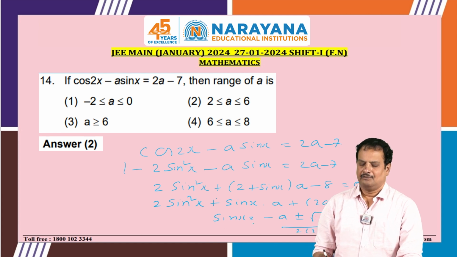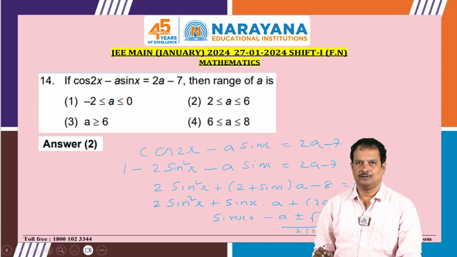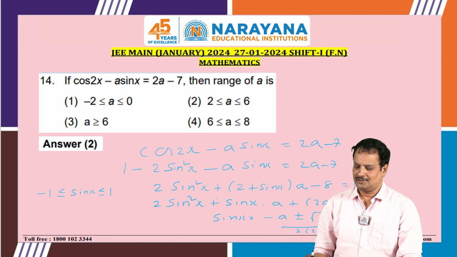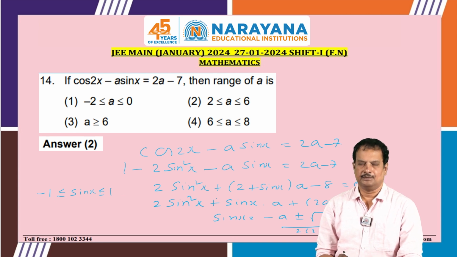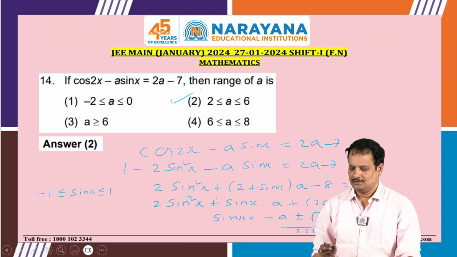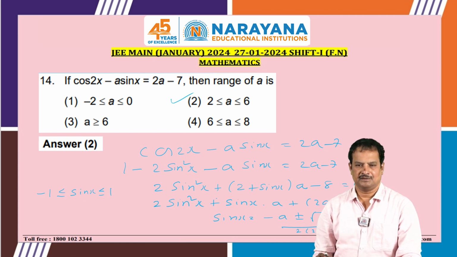That's all. Once you get the values of sin x here, we know that sin x lies between minus 1 and 1. Because for all real values of x, minus 1 is less than or equal to sin x, less than or equal to 1. Take the value of sin x here, which is lying between minus 1 and 1. Then once you put the value of sin x from this one and simplify this inequality, you will be getting the range of a as the second one. So this is a method to be used for solving this problem.